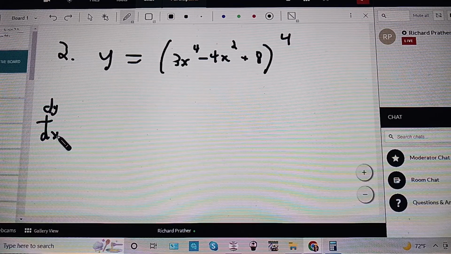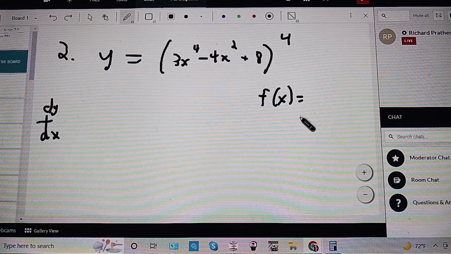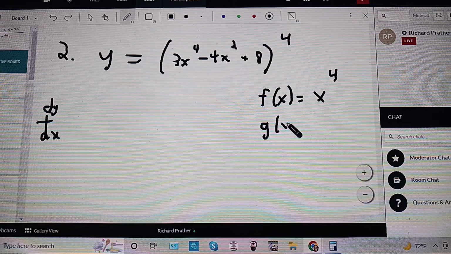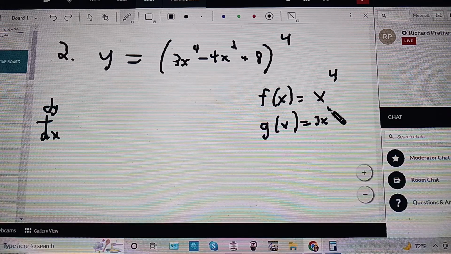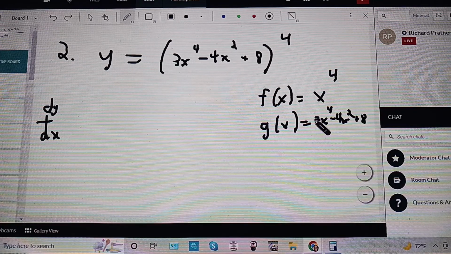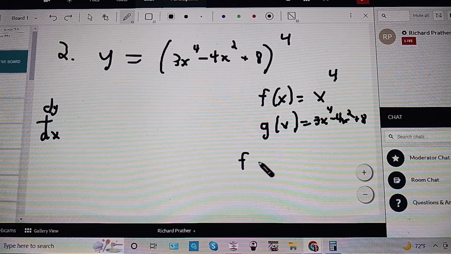But the algebra part of this is, say you had a function f of x, and say f of x was x to the fourth power. And then say there was a separate g of x function that equaled 3x to the fourth minus 4x squared plus 8. And then in algebra, they would have you do f of g of x.